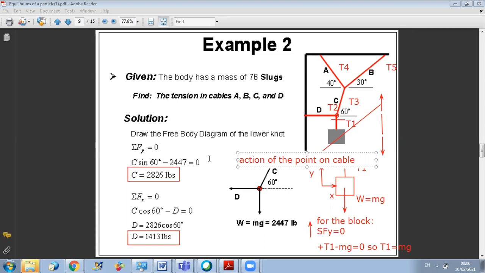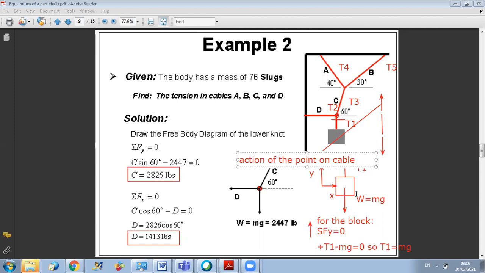In this case, aren't all cables affecting T1? No, no. The only thing affecting T1 is the weight. T1 is affecting the tension in the other cables, but the other cables are not affecting T1. T1 will only be dependent on the weight, and based on this, the other cables will act. You find T1, and the value of T1 will affect the others. All right, thank you.